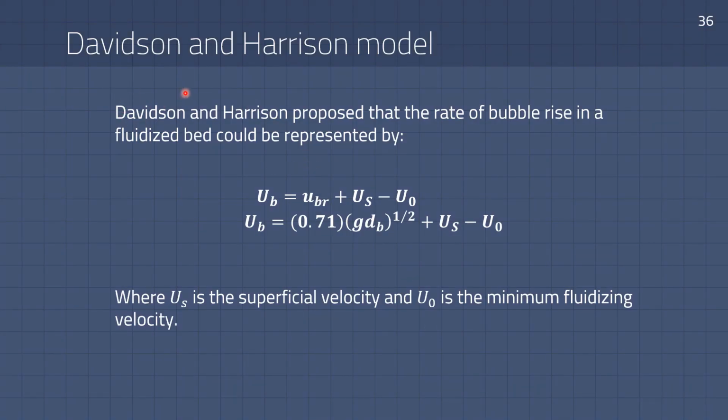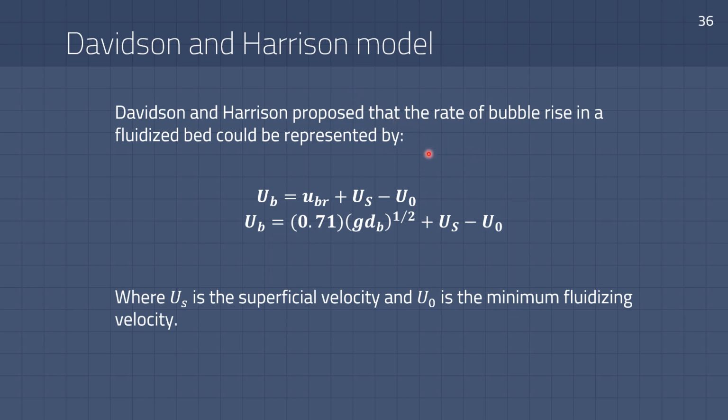The greater number of bubbles result from a higher superficial velocity. Hence, the larger the value of superficial velocity, the faster the velocity of a gas bubble as it rises through the bed. Other factors like viscosity of the gas and the size and density of the solid particles that make up the bed also affect the bubble rise velocity.